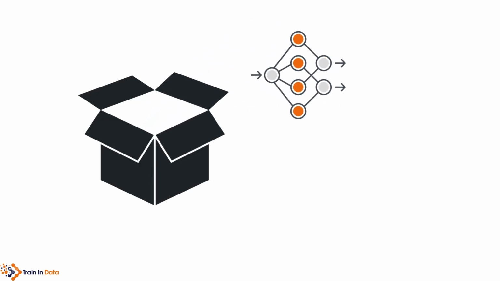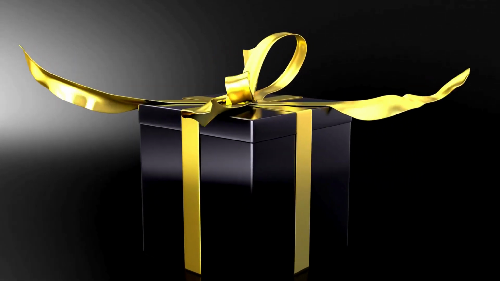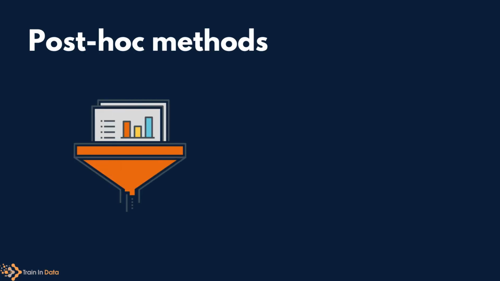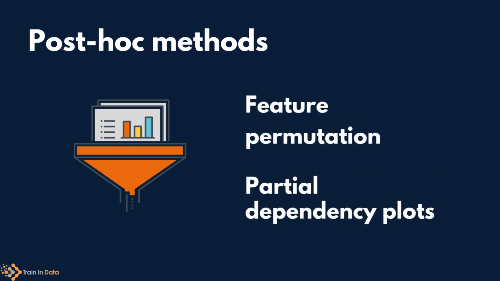There are other models that are inscrutable by design, the so-called black box models. The most obvious example is neural networks. We can still try and explain the predictions of these black box models by using what are called post-hoc or model-agnostic explainable algorithms, like permutation feature importance or partial dependency plots, among others.